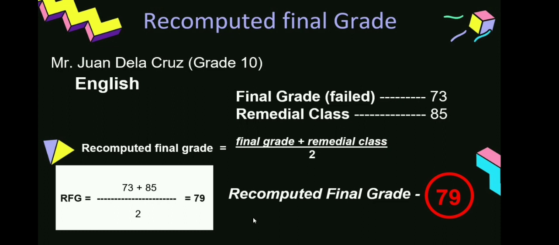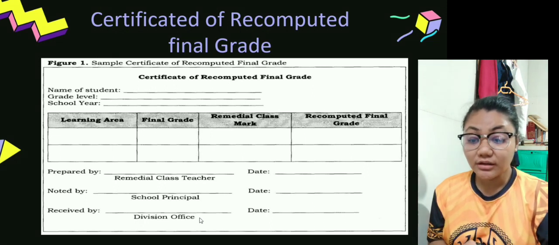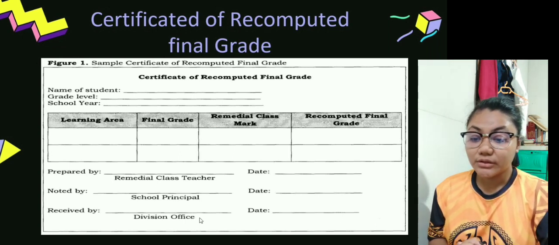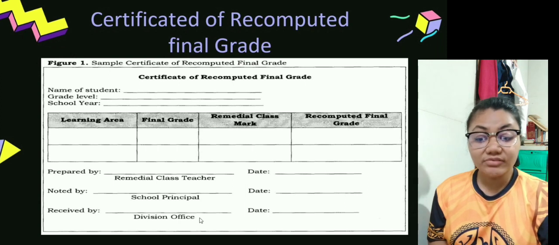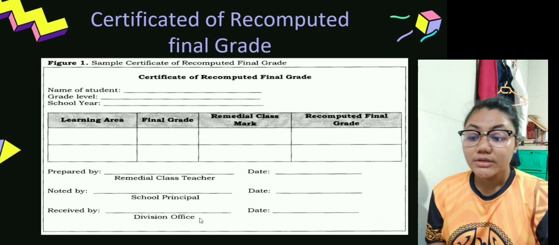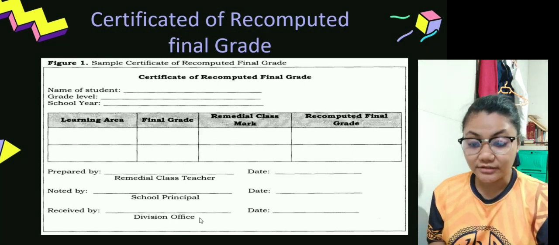remedial classes. So the teacher after the remedial class issues the certificate of recomputed final grade, which is noted by the school principal. This is submitted to the division office and must be attached to both Form 137 and the school form. So here is the sample of certificate of recomputed final grade.